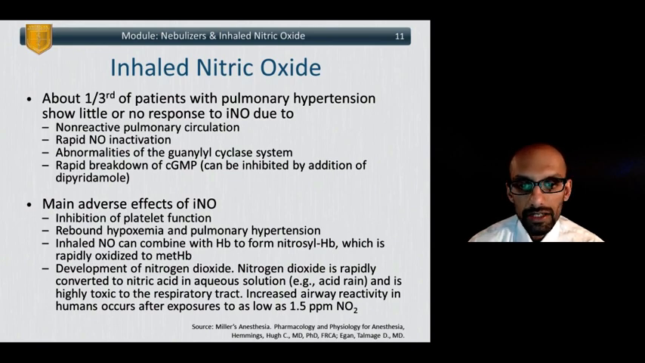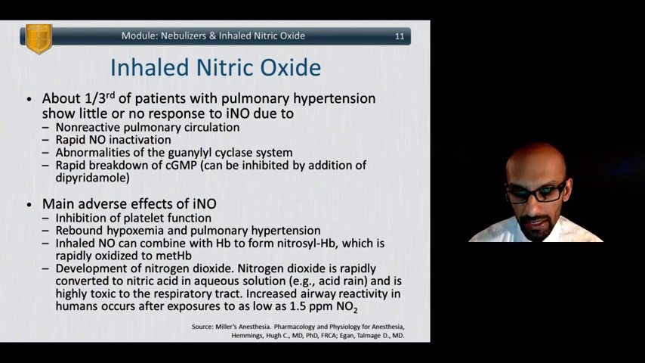The main adverse side effects of inhaled nitric include inhibition of platelet function. Nitric oxide is something normally released from endothelium when platelets are activated. It's meant to stop platelets from forming plugs in areas of normal endothelium. But if you give it iatrogenically, it can also cause inhibition of platelet function. Rebound hypoxemia and pulmonary hypertension can occur upon discontinuation of nitric. Inhaled nitric can combine with hemoglobin to oxidize the iron atom in the hemoglobin within that porphyrin ring system to form a nitrosyl hemoglobin, which is readily oxidized to methemoglobin.